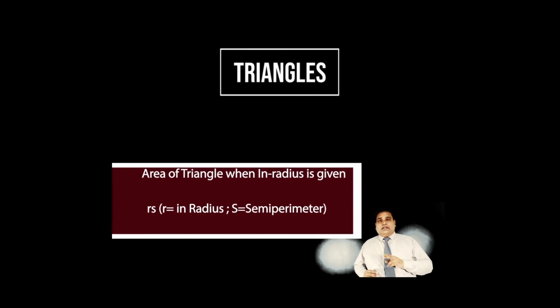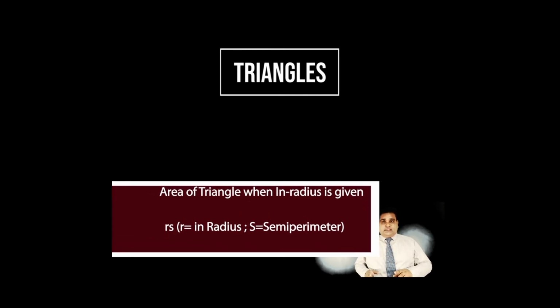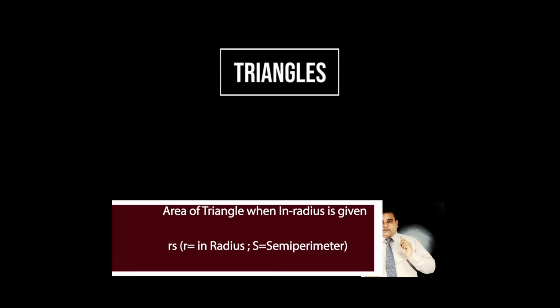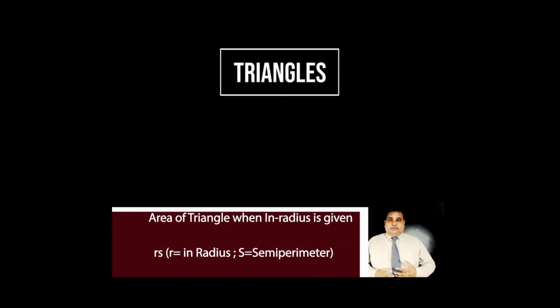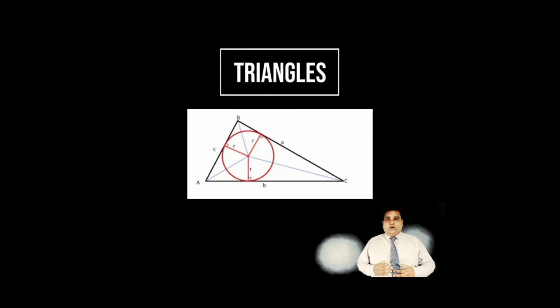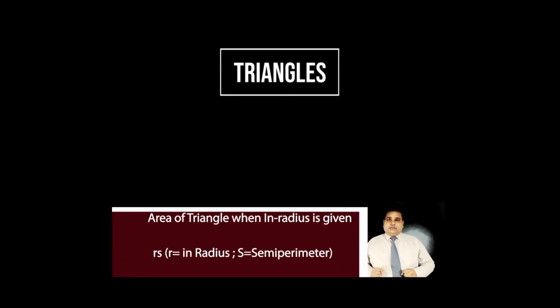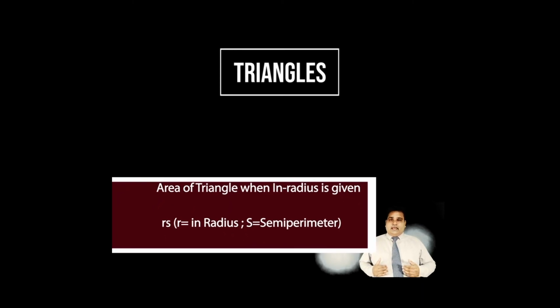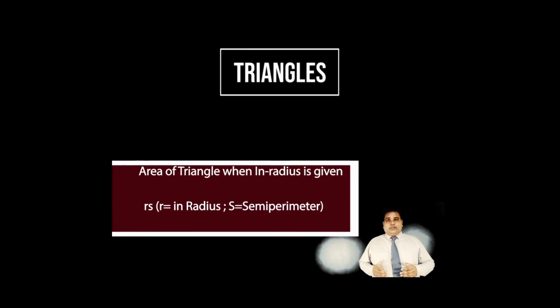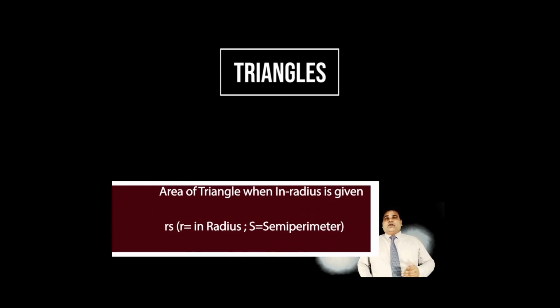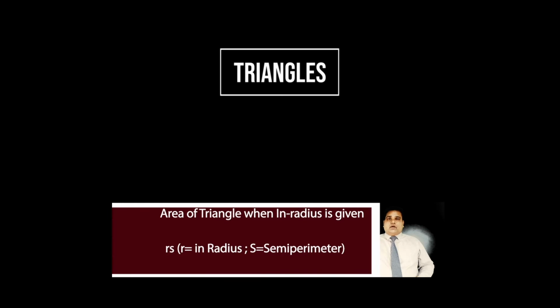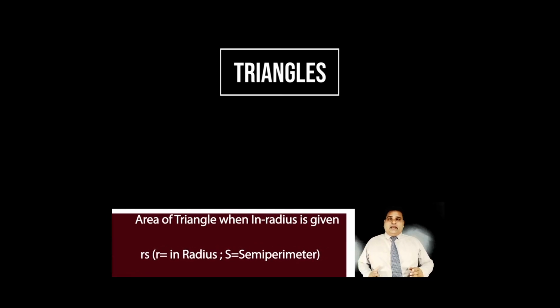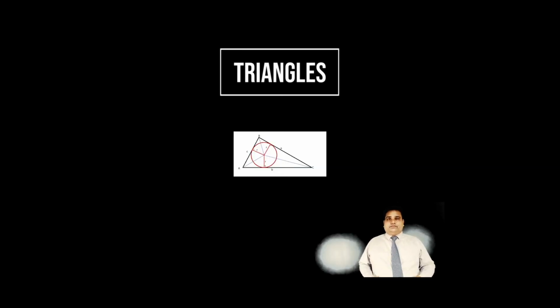Here we quickly revise what inradius and incircle are. When we draw a circle within the triangle, and this circle touches each side of the triangle only once, that circle is known as the incircle, and the radius of that incircle is known as the inradius. What is semi-perimeter? Half of the perimeter. If the three sides are A, B, C, then semi-perimeter will be half of A plus B plus C.